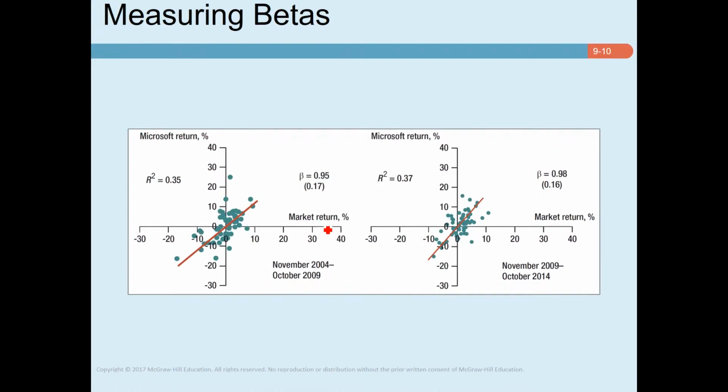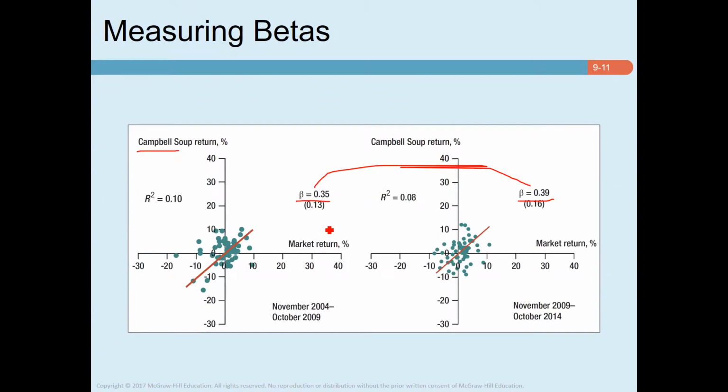So among these three companies, if we compare the beta, I mean the market risk, we see that Campbell Soup is the least risky. It has the lowest market risk, whereas Dow is the riskiest. That means it has the highest market risk.